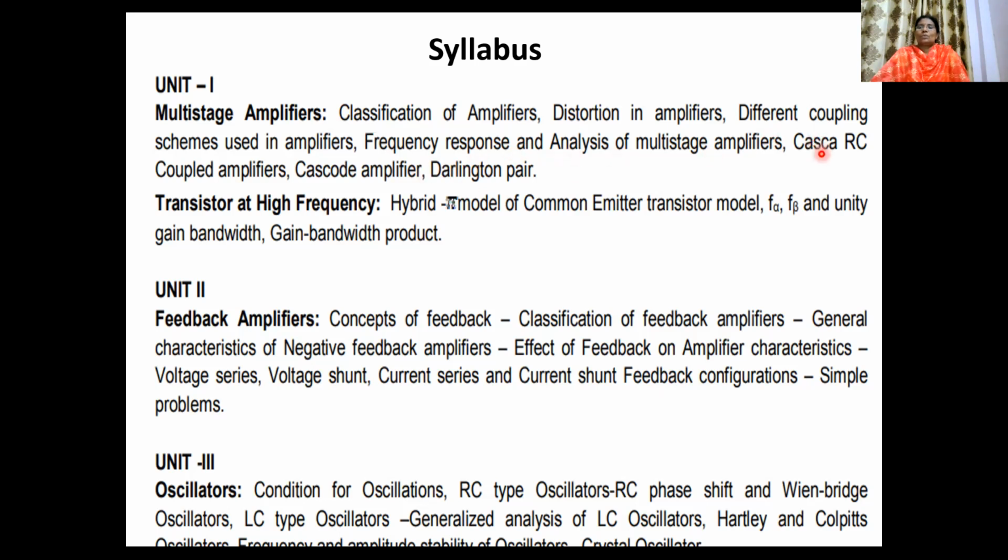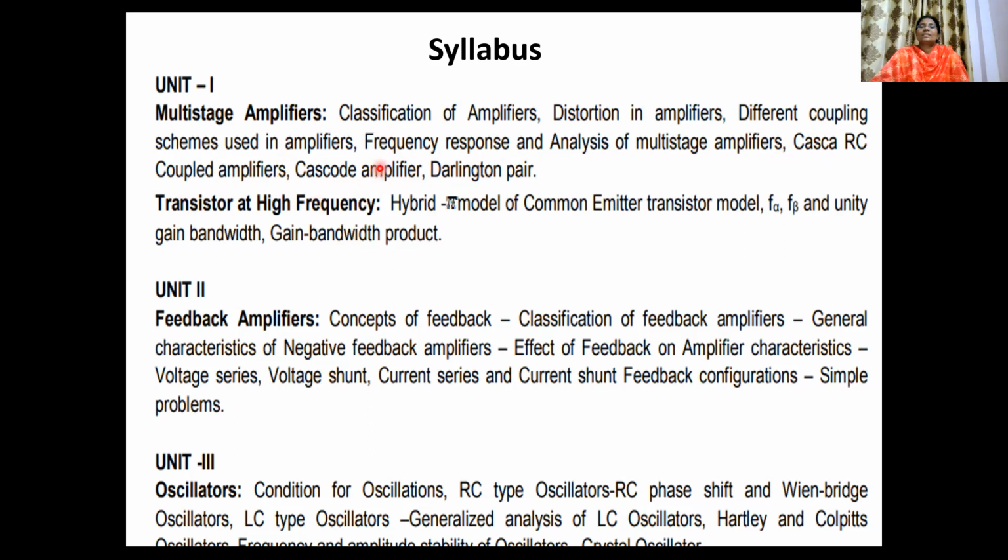Next, we have to go for the cascaded RC coupled amplifiers. So what is meant by a cascade amplifier? A cascade amplifier is nothing but two RC coupled stages connected together. The output of the first stage is connected to the input of the second stage. That is nothing but a cascaded RC coupled amplifier. So it is also known as a cascaded or RC coupled amplifier. Second one is the cascode amplifier.